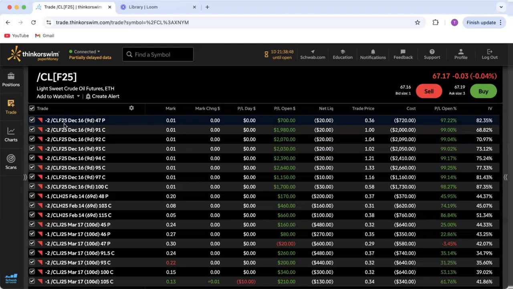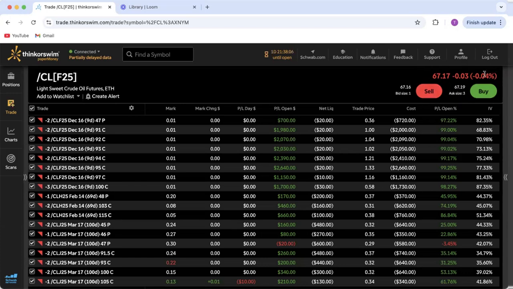Okay. And before I get to the columns, let me just jump up a little bit. You see the big letters right up here, CLF 25, and you can read underneath light sweet crude oil futures. So that's the market that we're looking at right now. If you go over here to the right, you see these bigger numbers, the 67.17 minus 3 cents. That is the futures contract, the commodity contract. It's not the option. That's the underlying. Okay. And that's the price of the underlying right now, the 67.17.